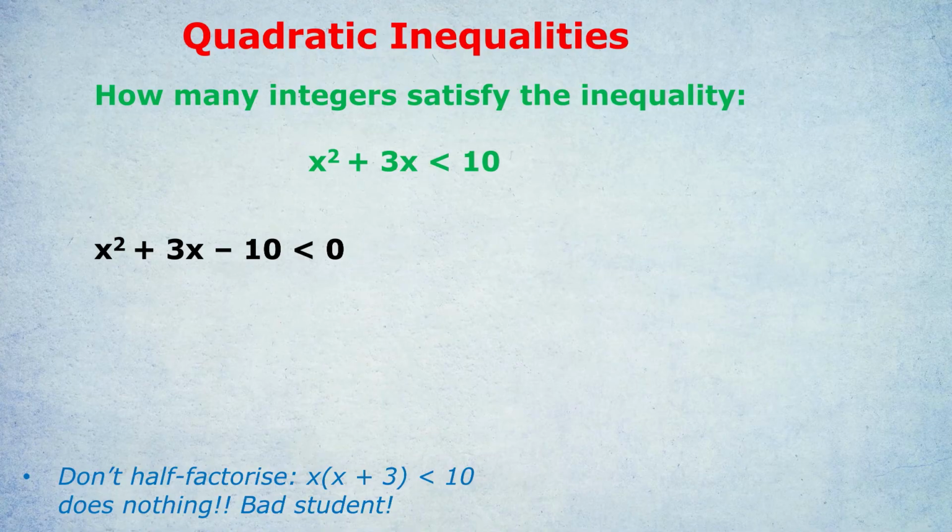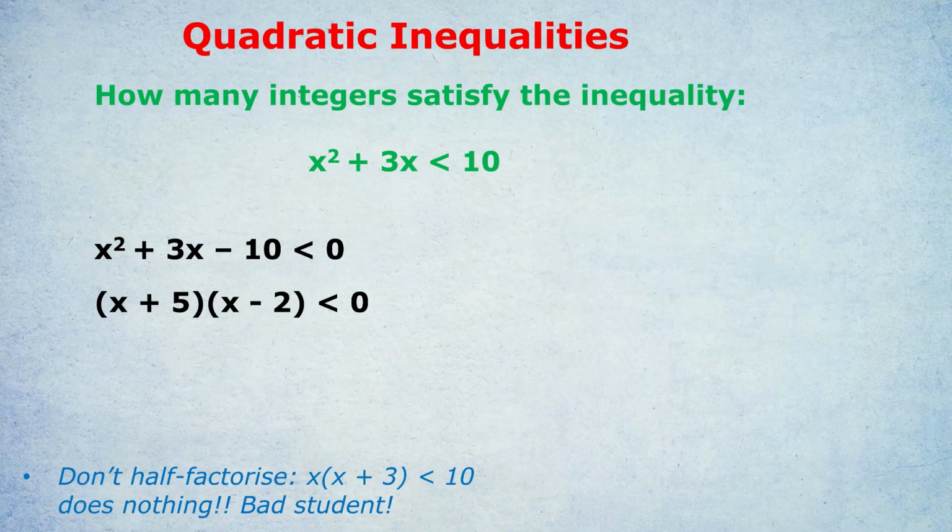Much nicer. I'm sure many of you know how to factorize this, but a quick recap would be we need two numbers that multiply to get minus 10 and add to get plus 3. Those two integers would be plus 5 and minus 2. They multiply to get minus 10 and add to get plus 3. So we put them alongside an x into two different brackets. x plus 5, x minus 2 is less than 0. But what do we do now? Do we just randomly test a load of integers and see which ones get us the right answer of less than 0? No, we can be a bit more strategic than that.